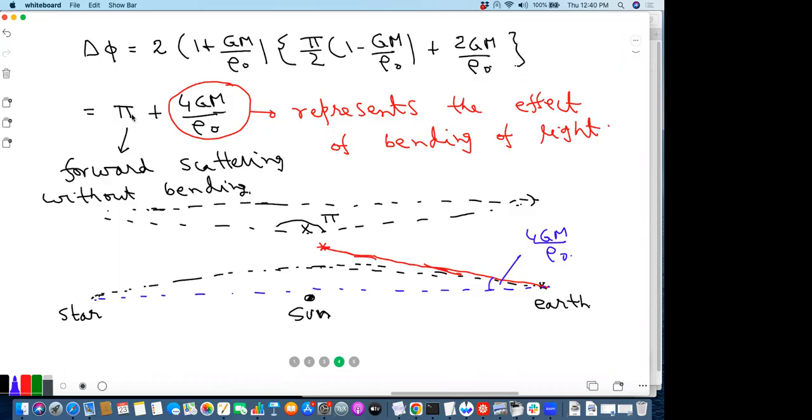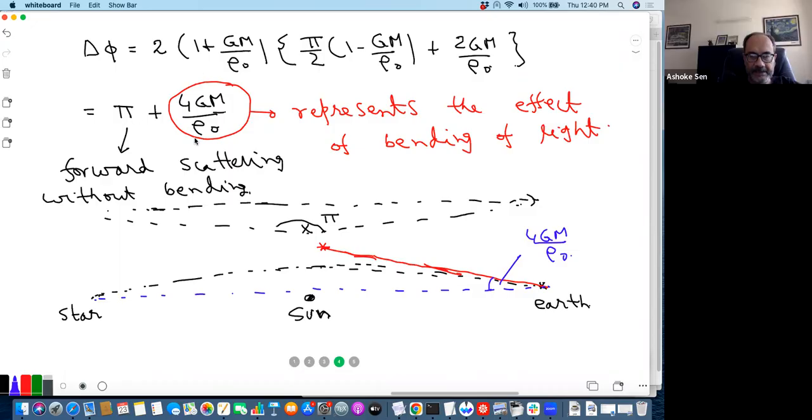Okay, fine. So this is the extra effect that happens because of the bending of light. If light didn't bend, you should get the answer pi. And that's what we are saying here.